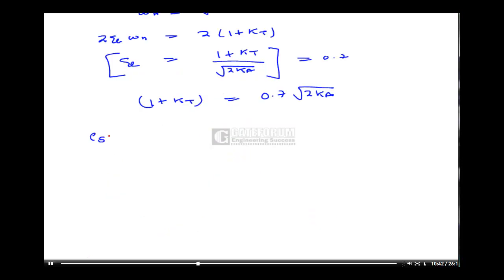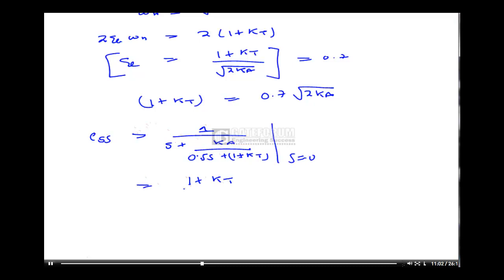Now steady state error, I am saying it is same, which is equal to 1 upon s plus Ka upon 0.5 s plus 1 plus Kt at s equal to 0, which gives me 1 plus Kt upon Ka. Same it will be equal to 1 by 5 or 0.2. From this I will get 1 plus Kt is equal to Ka by 5.